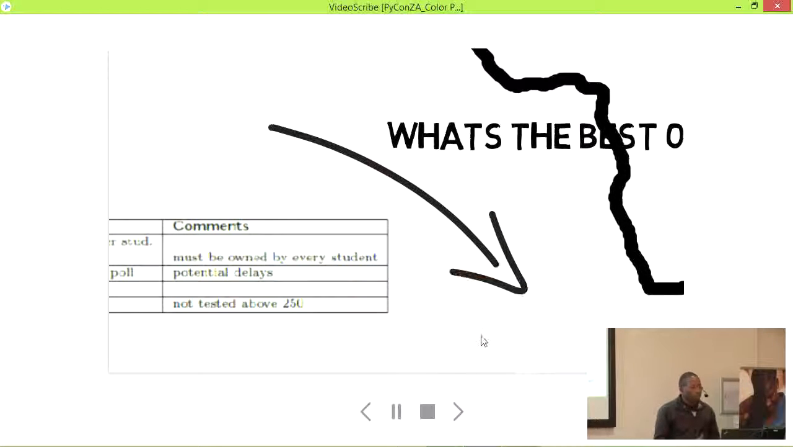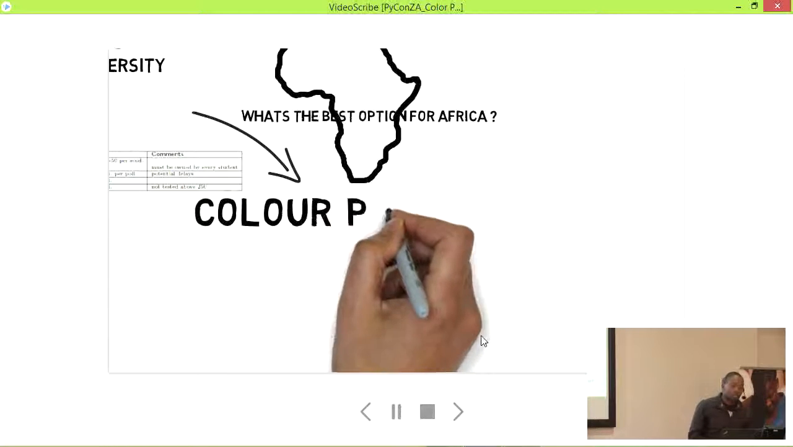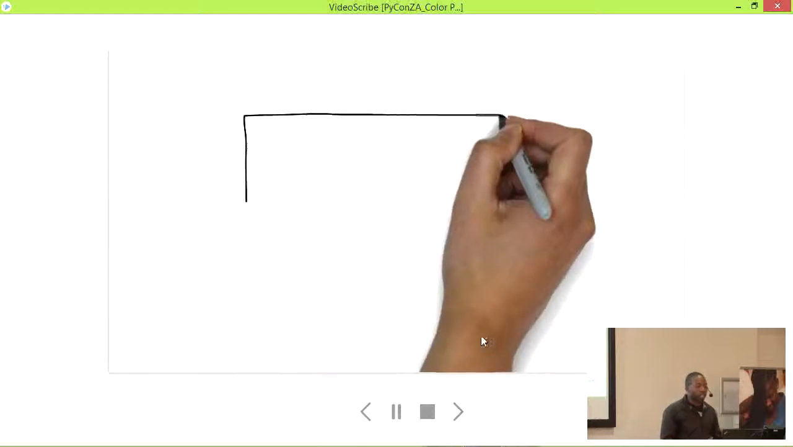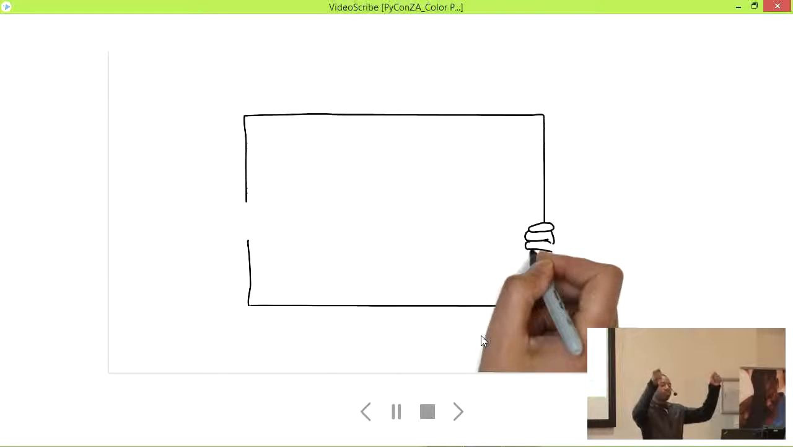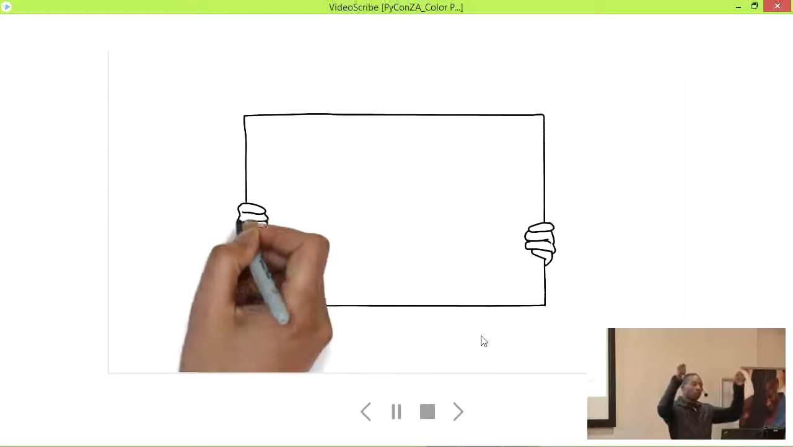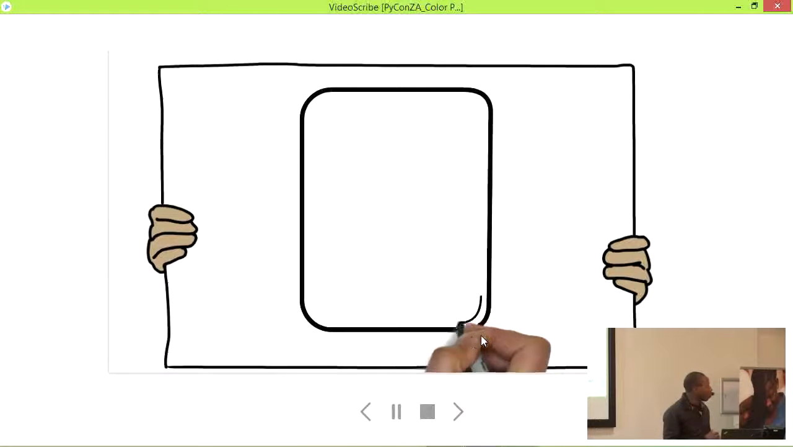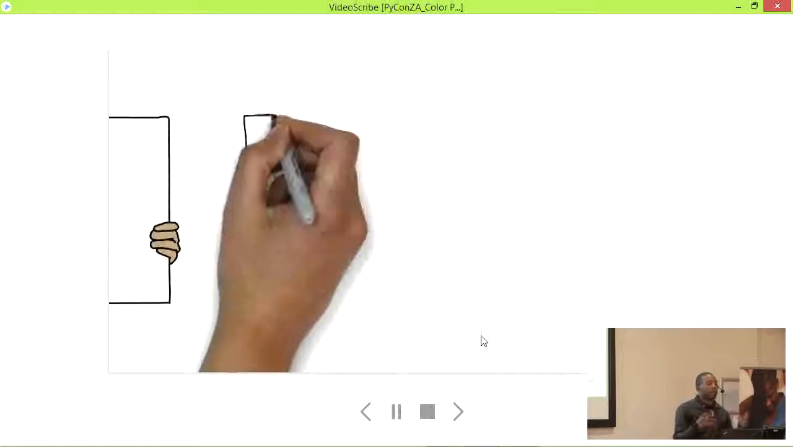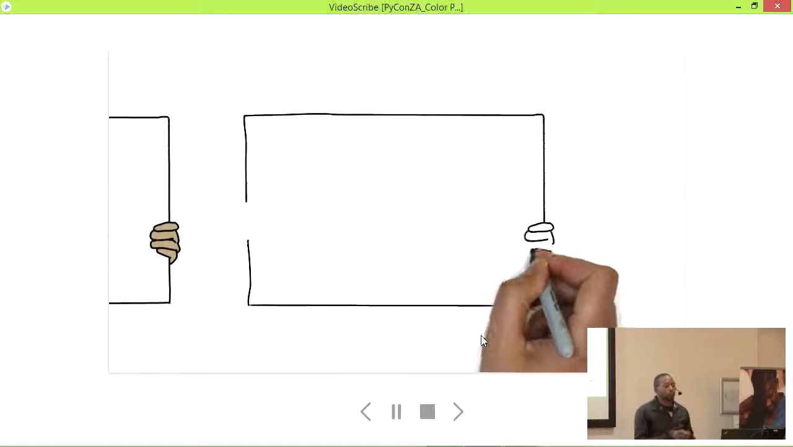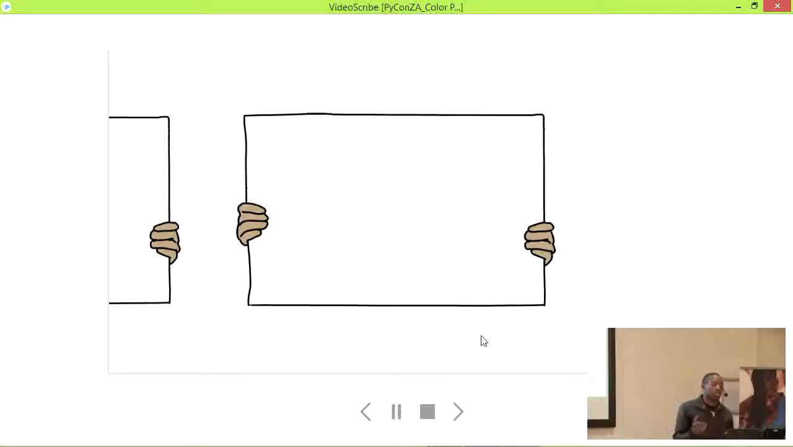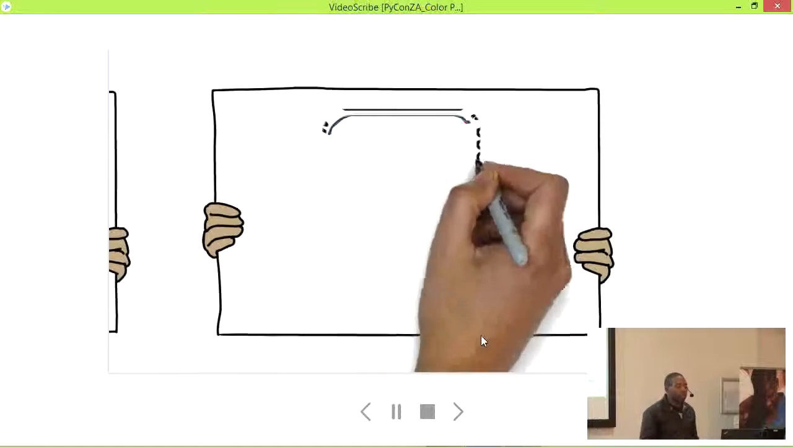Okay, so I ended up settling on color poll sheets. I'm not too sure if any one of you understand it. It's just a poll sheet, a white piece of paper. You can just hold it up. It doesn't have to be that big, and it's got a color in between. It can be blue, or red, or green, whatever kind of answer you want to give. Usually you'll have one poll sheet with different sides of the same color, or different colors. One will be green, one will be red.